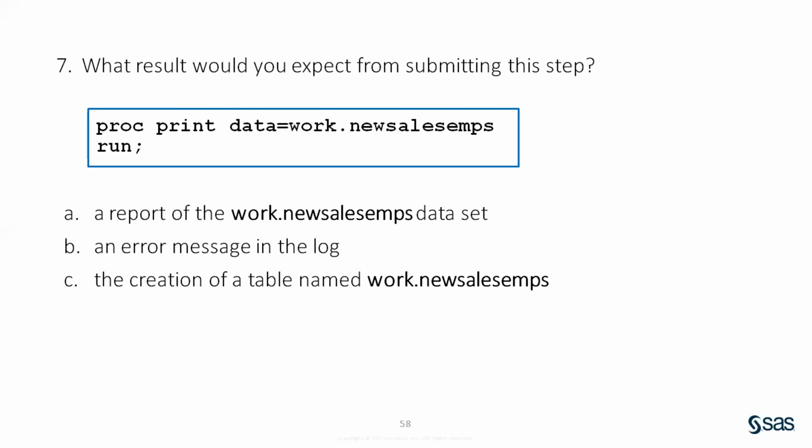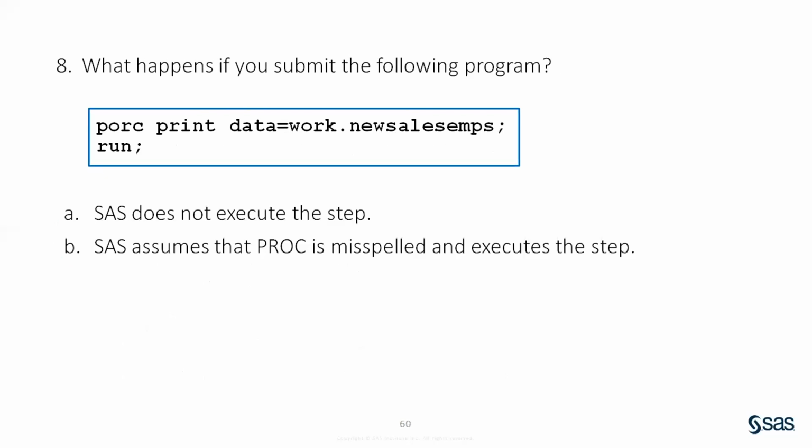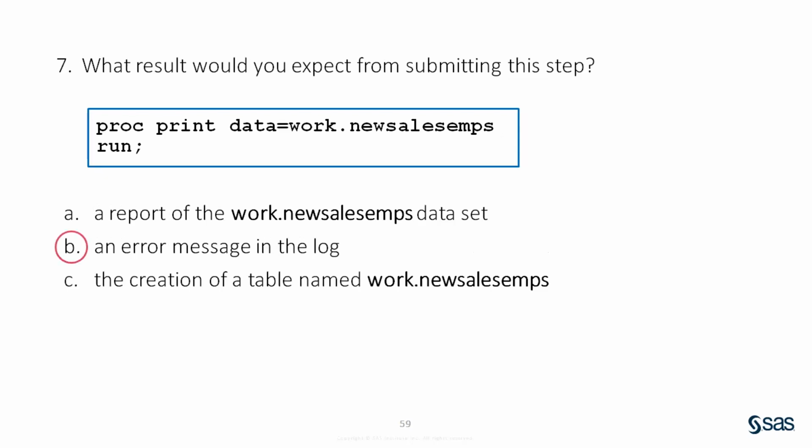What result would you expect from submitting this step? We'll get some reports. Look at the program carefully. That is wrong. It will not create a table. There will be an error in the log. Why? There is no semicolon. Your proc print is not ending with a semicolon. So SAS will not execute your step, and assumes proc is misspelled and will execute your statements with some error. An error message in the log.